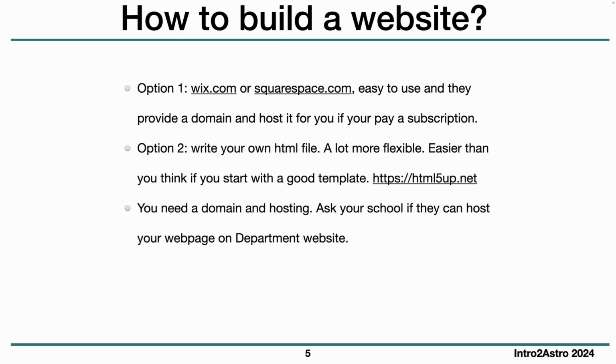Okay, so how do we actually build a website? There are generally two ways. The first option is to use a commercial website building tool, for example, Wix.com or Squarespace.com. They're usually free to use and they're very easy to use. But the key thing is sometimes they may ask you for a subscription to provide you with the domain and open your page to the public.